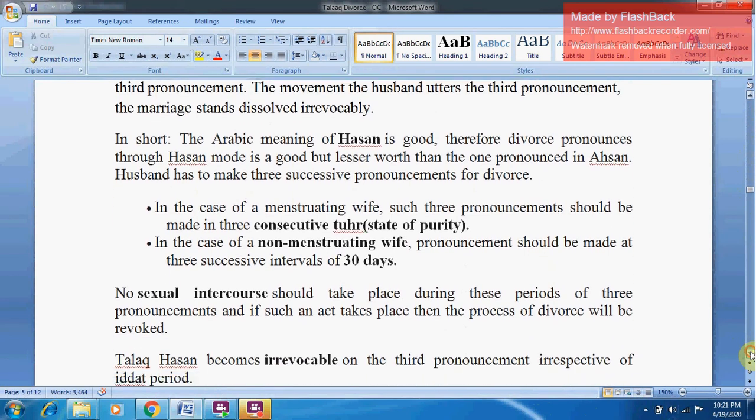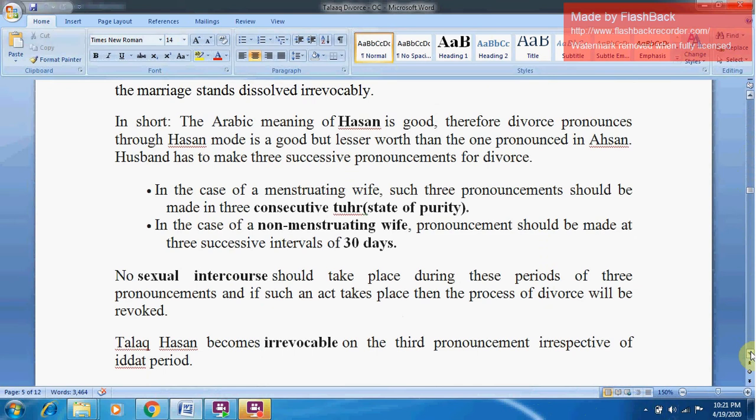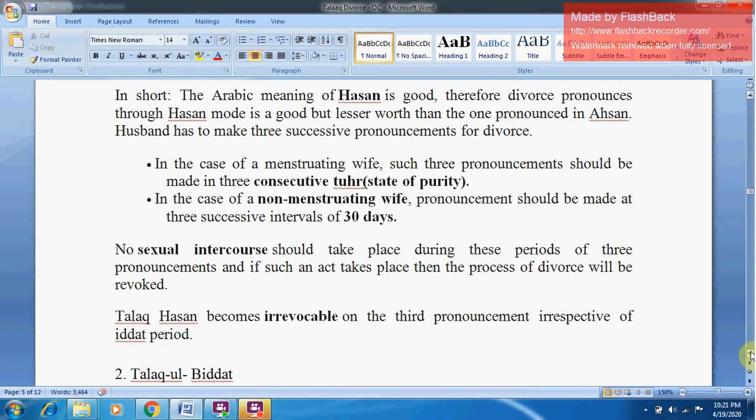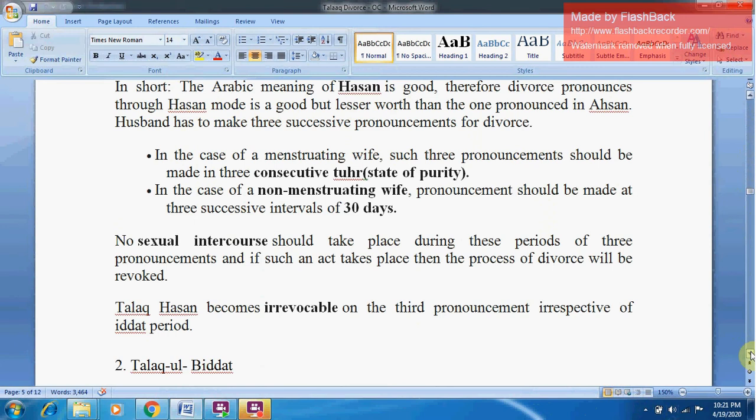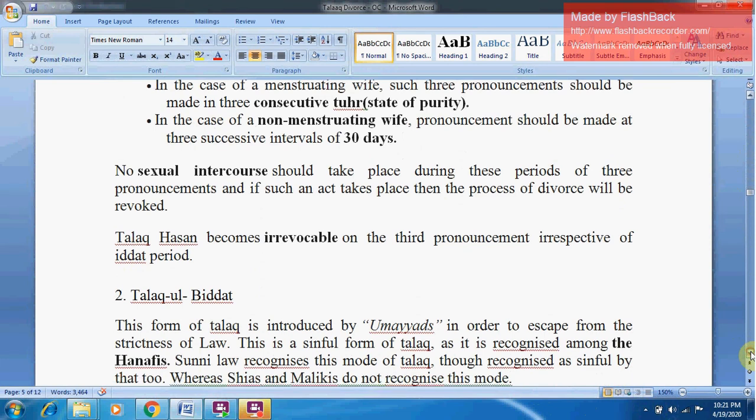In short, the Arabic meaning of Hasan is good, as I already told. Therefore, divorce pronounced through the Hasan mode is good, but of a lesser degree than the one pronounced in Ahsan, A-H-S-A-N, the first one. The husband has to make 3 successive pronouncements for divorce in Hasan. In the case of a menstruating wife, such 3 pronouncements should be made in 3 consecutive tuhurs, that is, the state of purity. In the case of a non-menstruating wife, the pronouncements should be made at 3 successive intervals of 30 days.